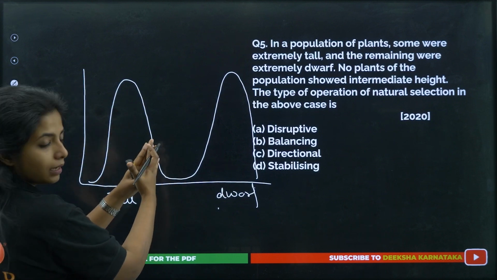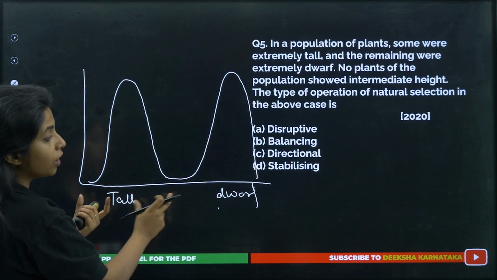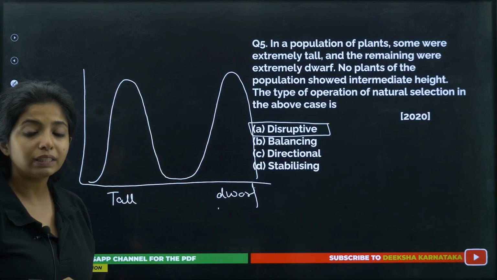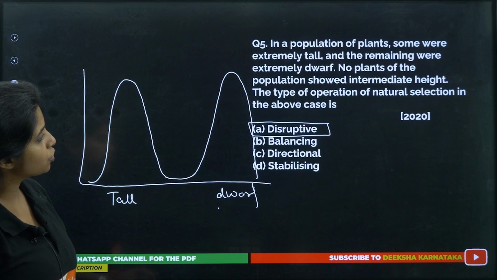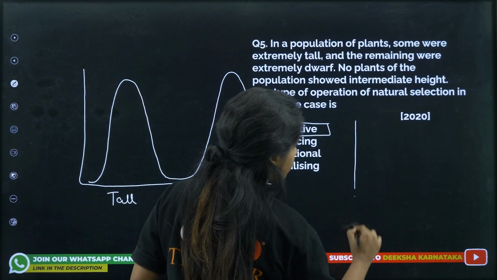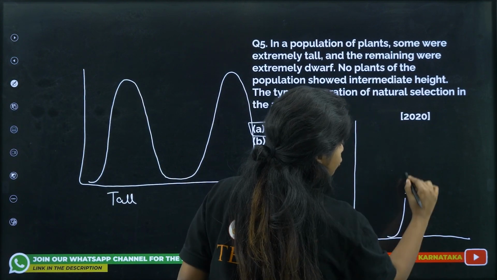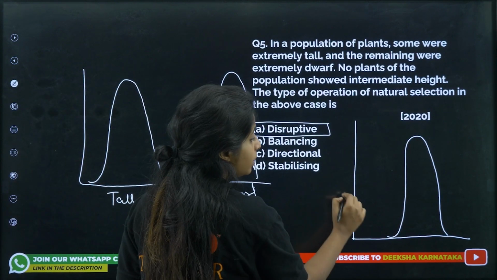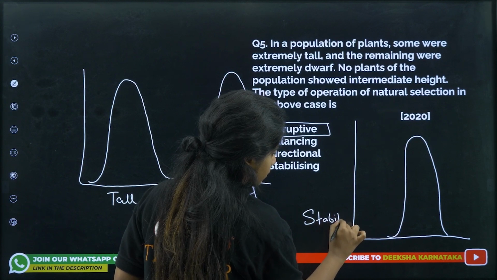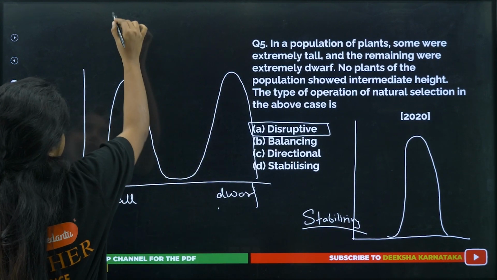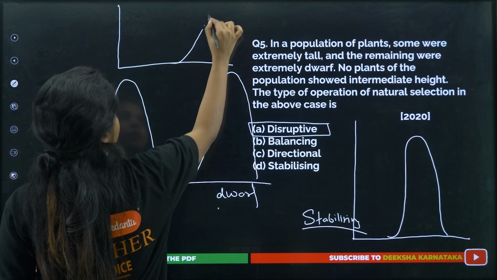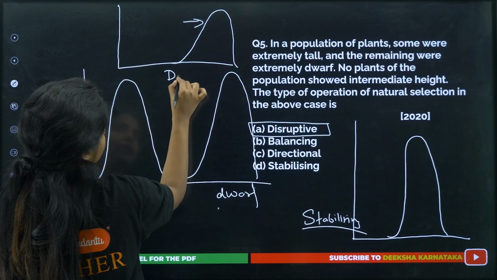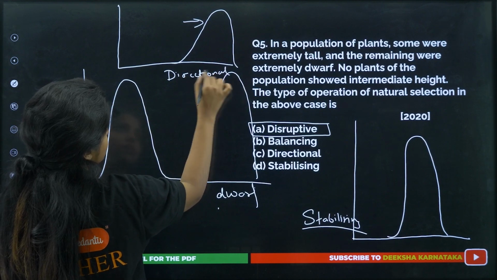So when it moves away like this, when it is supporting two extreme characters, you will call this disruptive. Now I think I have the NCERT picture. No, I do not have. So basically, suppose over here there was just intermediate height in all plants. In that case, it would have been stabilizing. And the third scenario, where there were only dwarf, no tall, no intermediate, nothing. It is moving towards that side. This means you're talking about directional. Whenever one extreme is being chosen, it is directional.